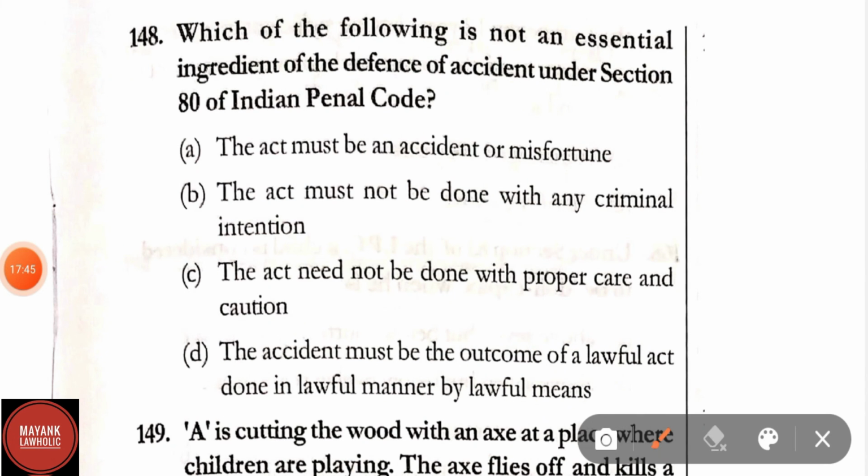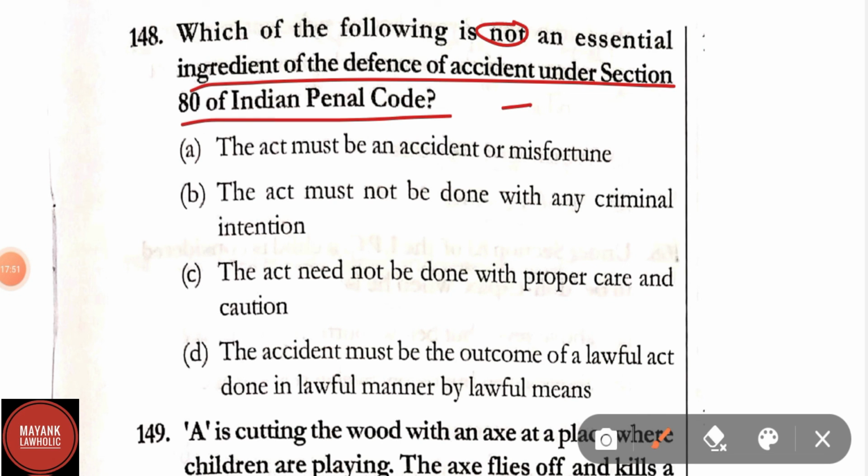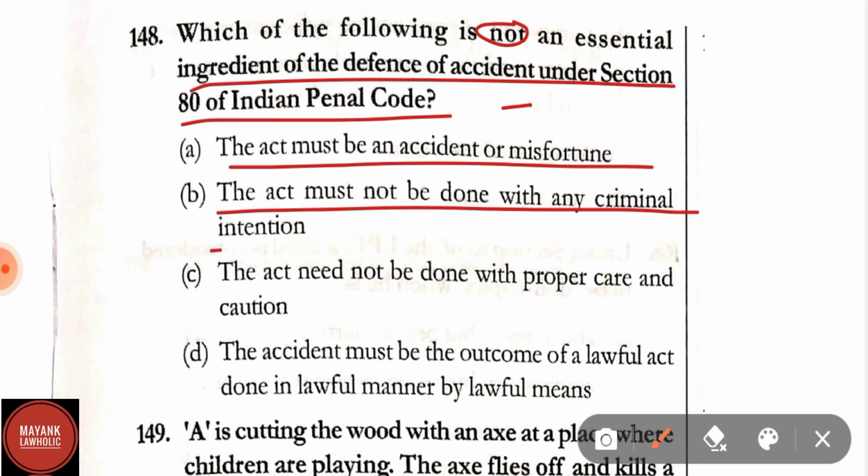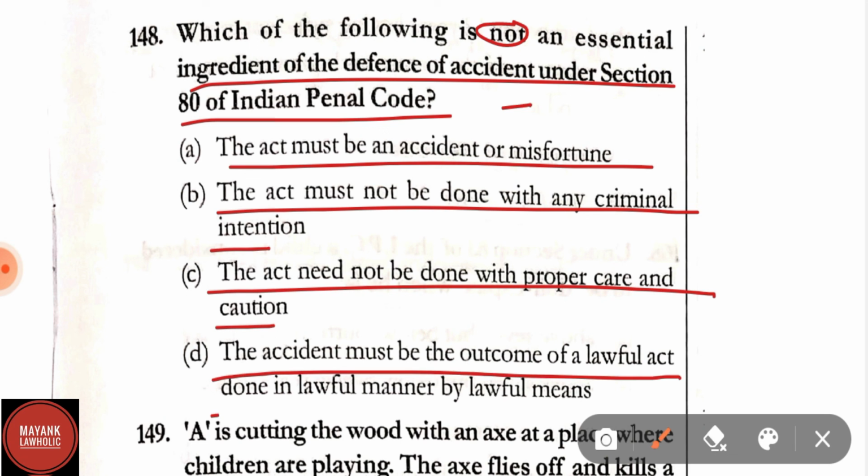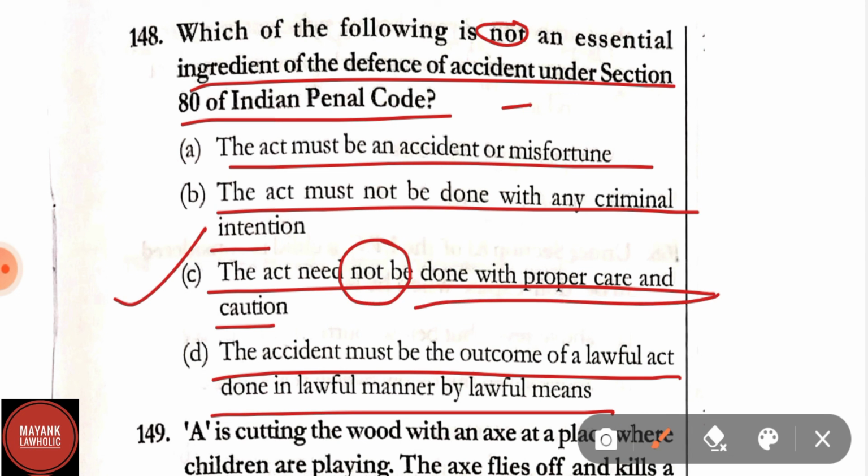Question number 148. Which of the following is not an essential ingredient of the defence of accident under section 80 of IPC? Options are: option A, the act must be an accident or misfortune, option B, the act must not be done with any criminal intention, option C, the act need not be done with proper care and caution, and option D, the accident must be the outcome of a lawful act done in a lawful manner by lawful means. Here the correct answer is option C, that is the act need not be done with proper care and caution.